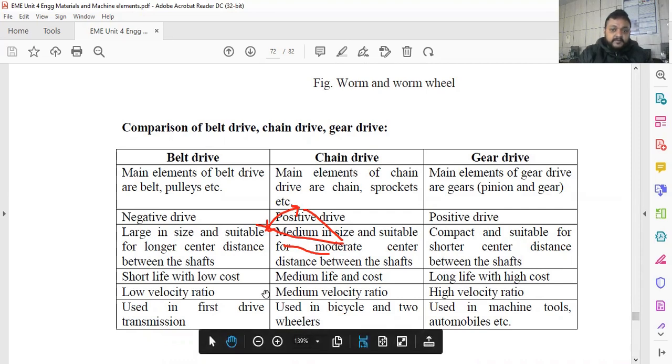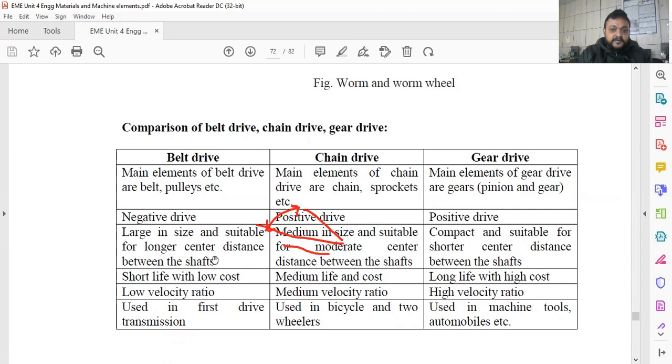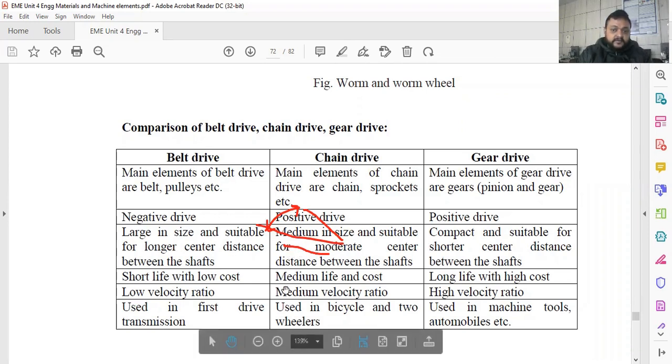Belt drive is negative. Now here you can see belt drive is large in size and suitable for longer center distance, up to 8 meters. Chain drive is normally medium in size and suitable for moderate center distance, comparatively less than belt drive. And gear drive is very compact and suitable only for shorter distance. Long, moderate and shorter distance. Short life with low cost, medium life with medium cost, and long life with high cost.